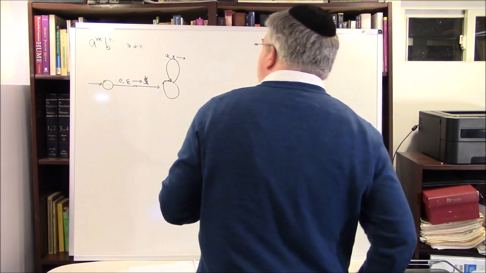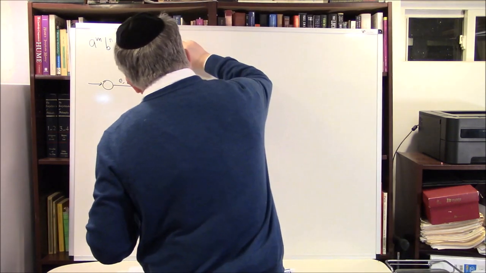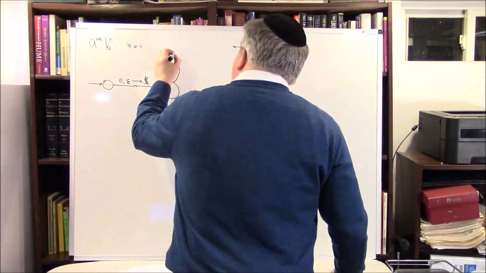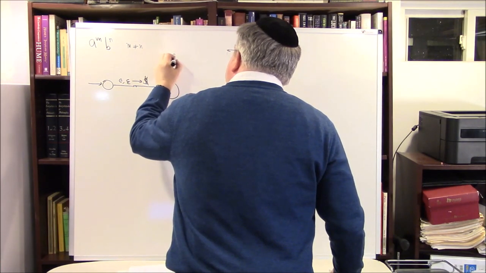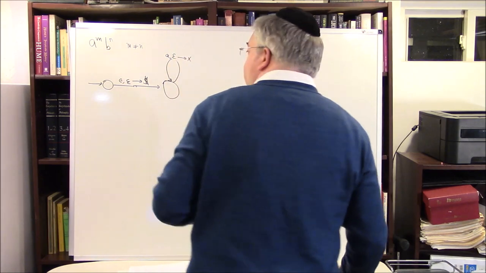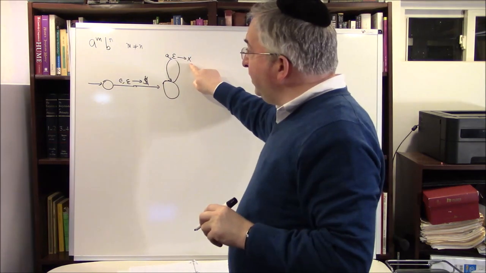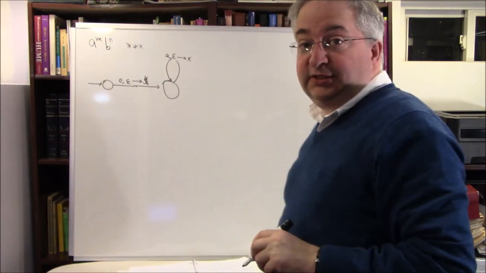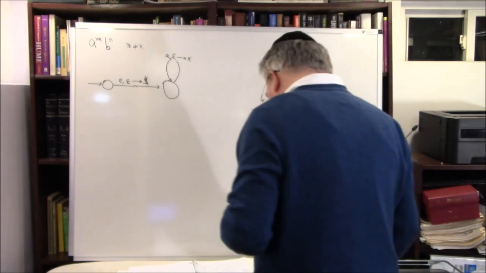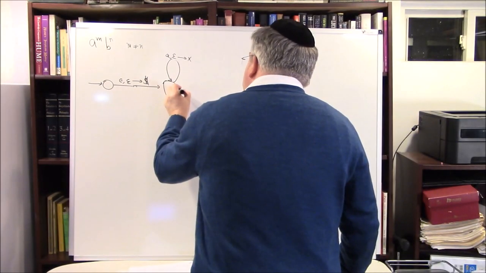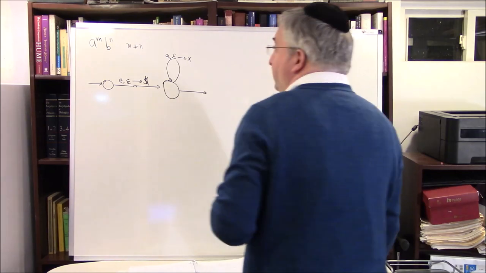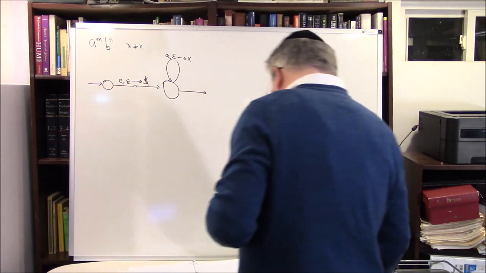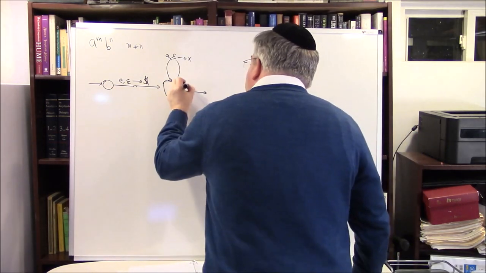I'm sorry. Every time you see an A, don't look at what's on the stack, just put down an X. Okay? So this is going to put down M X's on your stack. That's very good. Now, eventually, you're going to finish reading all your A's, and you're going to come to the B's. So what do you do? And you have as follows.